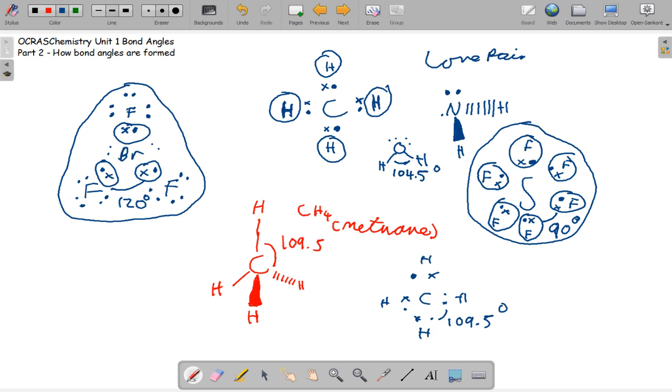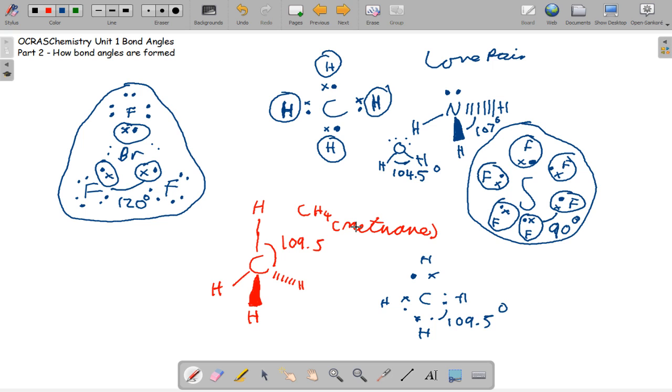So if we look at ammonia, 107 degrees. So this would be a pyramidal, as it has 3 bonded pairs and a lone pair repelling it all like that. Methane is 109.5, as mentioned before, and water is 104.5.